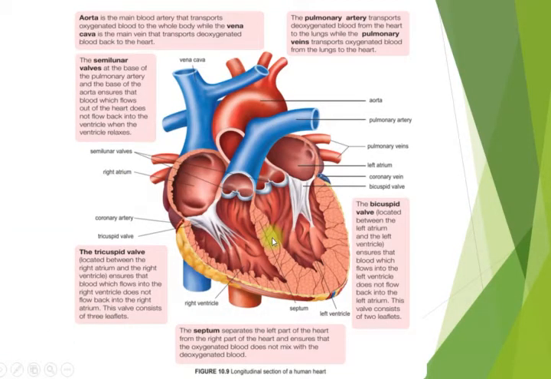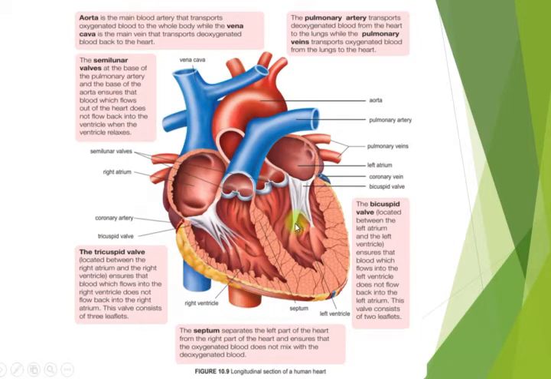Now let's take a look at the structure of the human heart. The human heart consists of four chambers: two chambers on the upper side, and two chambers on the lower side. The chambers on the upper side we call the atria. The atrium will receive the blood that returns to the heart. The lower chambers we call the ventricles.